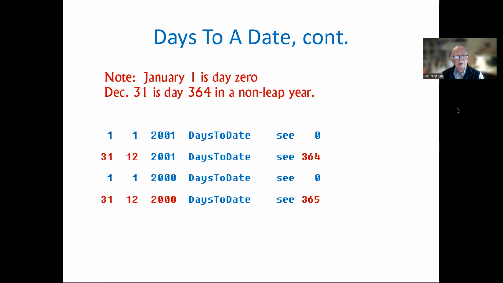Days to date, remember January 1 is day 0. So the first line is 1/1/2001, days to date, and we see a 0 because that is the 0th day of the year. A non-leap year of 2001, last day of the year is 364. 2000 on the third line is leap year, so again we see a 0 as the first day of the year, and then for December 31 we get 365, which we know is the 366th day of the year.